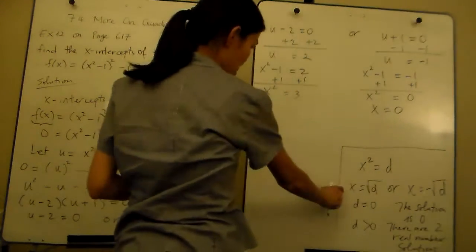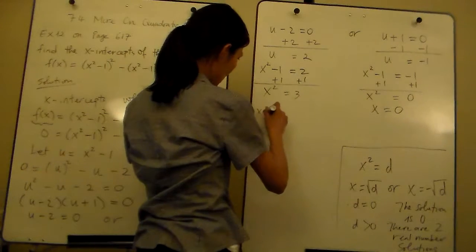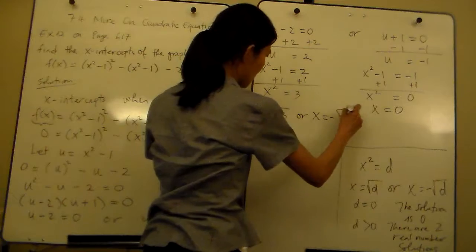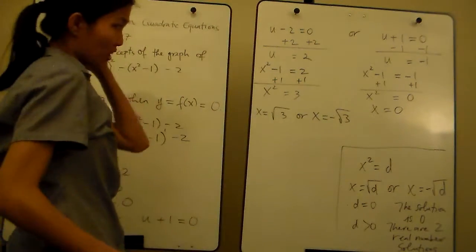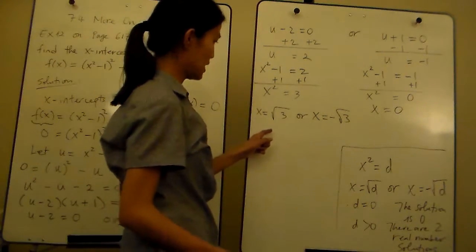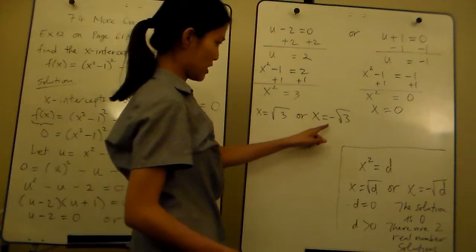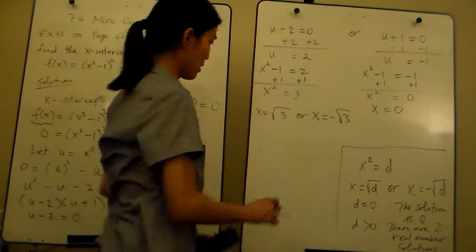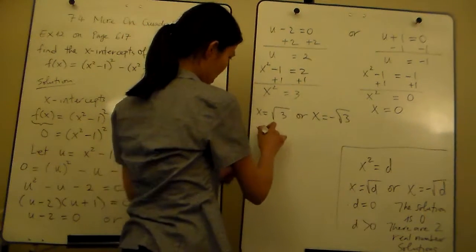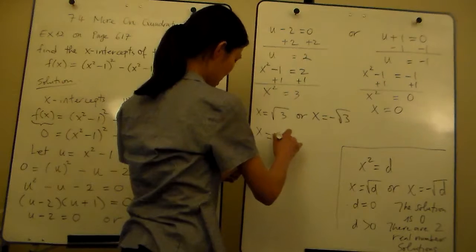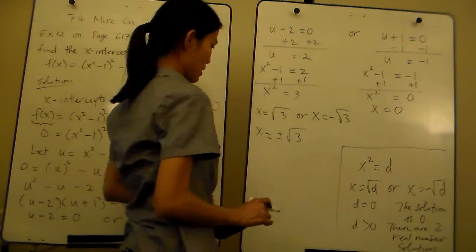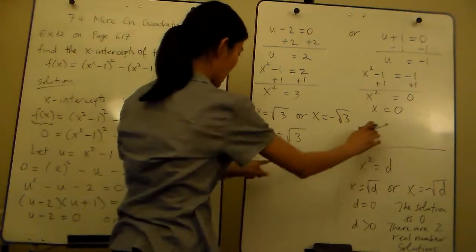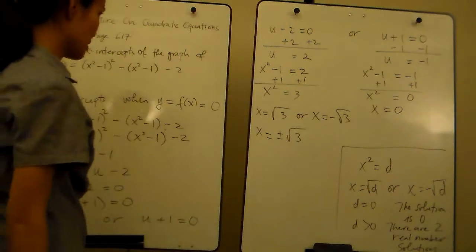So for this, I'm going to use this formula. So x equal to square root of 3, or x equal to negative square root of 3. So it looks like we have three solutions: x equal to square root of 3, x equal to negative square root of 3, x equal to 0. Now by the way, you can rewrite this as plus or minus square root of 3. Okay? Now we have three solutions, and we don't know which one is the correct solution.